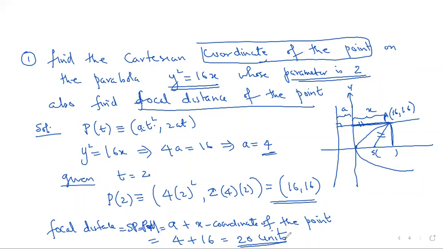Are these 2 points clear to everybody? If you give the point, you can find the parameter. If you know the parameter, you can find the point.